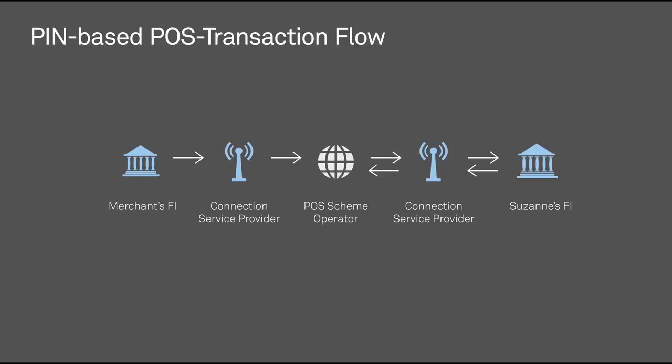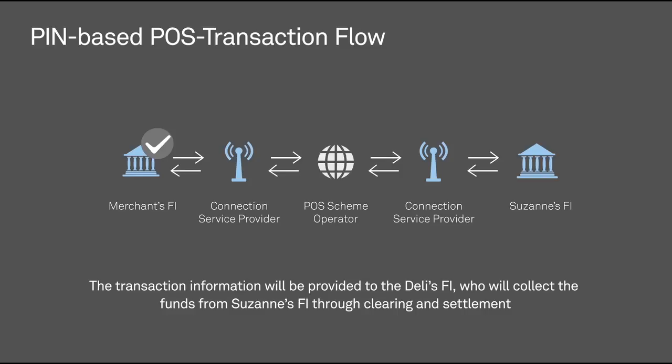Suzanne's FI approves or declines the payment request and, via connection service provider, sends this information to Interac. Interac sends an approved or declined message via a connection service provider back to the POS device at the deli so that Suzanne and the counter clerk know whether the payment was approved or declined. The transaction information generated by the deli's POS device will be provided to the deli's FI, who will use it to reconcile the payment and collect the funds from Suzanne's FI through the process known as clearing and settlement.